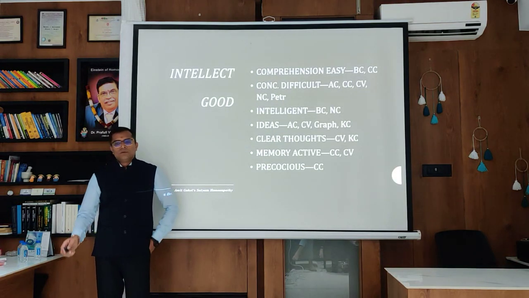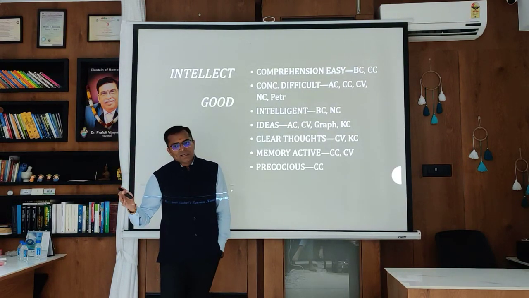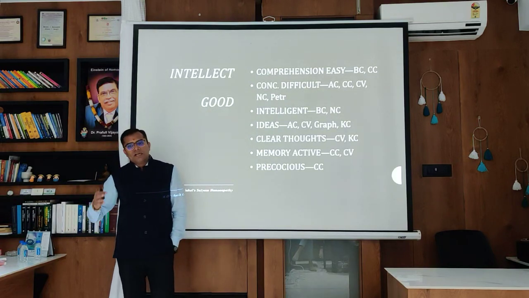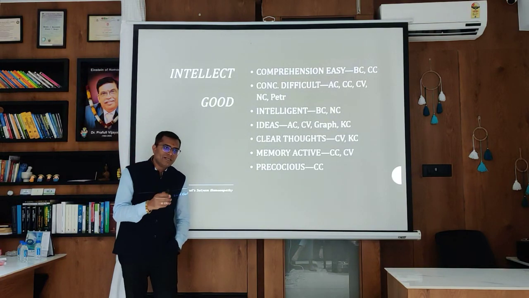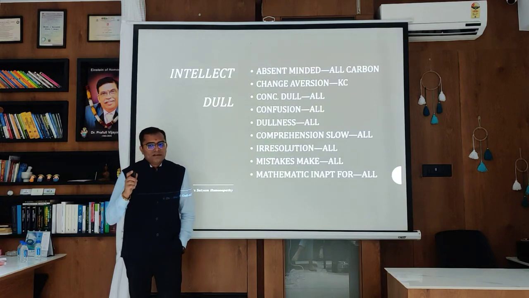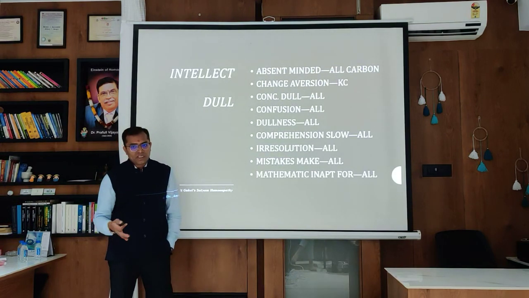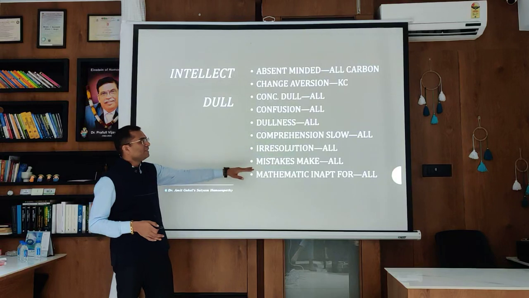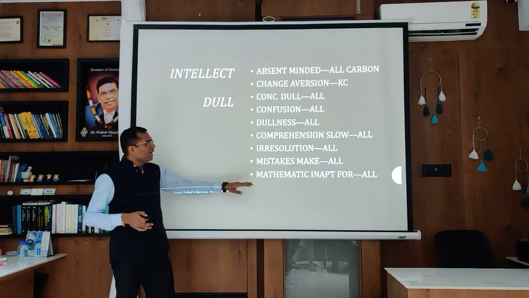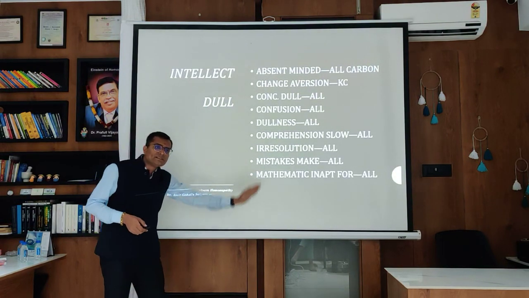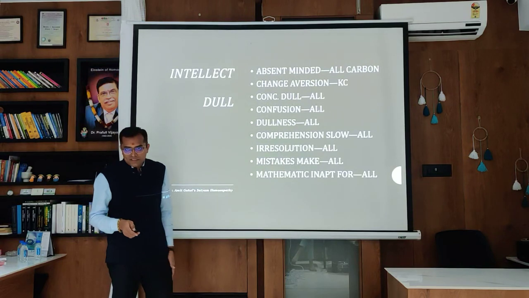indifference. Intellect. So at a good intellect level, there is active memory, easy comprehension, easy concentration, good ideas, clear thoughts, precocity. But when this intellect is clouded, there is absent-mindedness, aversion to change, difficult concentration, dull concentration, finally landing up in confusion, irresolution, cannot take decisions, makes mistakes in everything, either in calculations, numbers, time, sense, everywhere, and mathematics is poor. So in that, all carbons are there. So the intellect of carbon is very weak.